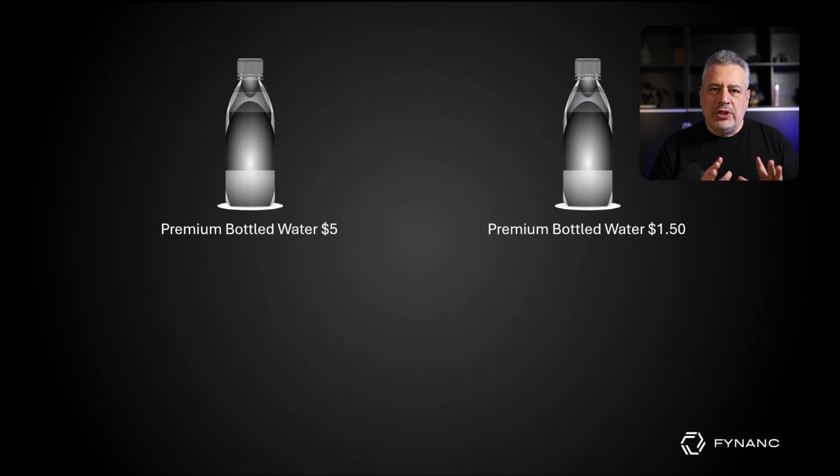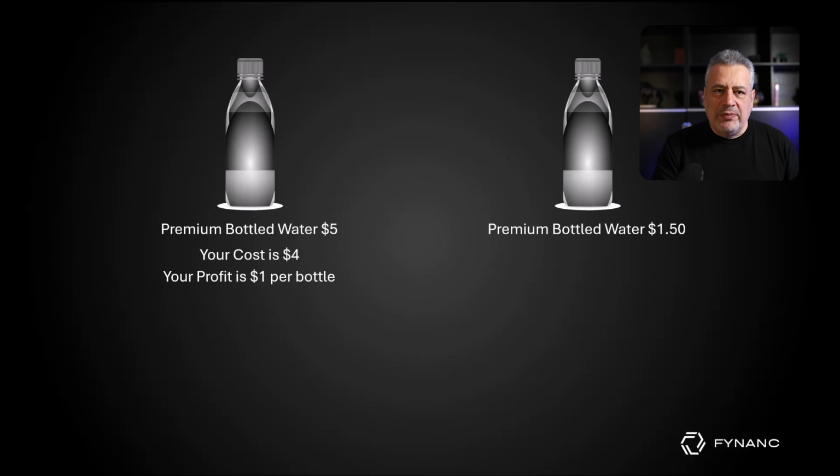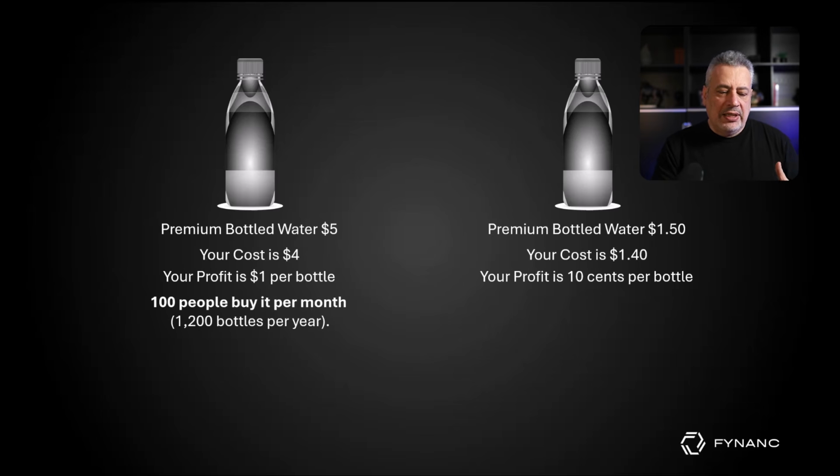So in here on the screen, you'll see we have these 2 bottled water. One is $5 and one is $1.50. The one on the left costs $4 and you get to sell it for $5. And so your profit per bottle is $1. The one on the right costs you $1.40 and you would sell it for $1.50. So your profit is 10 cents per bottle. Okay. Now, obviously, looking at this, you can see the one on the left is more profitable.